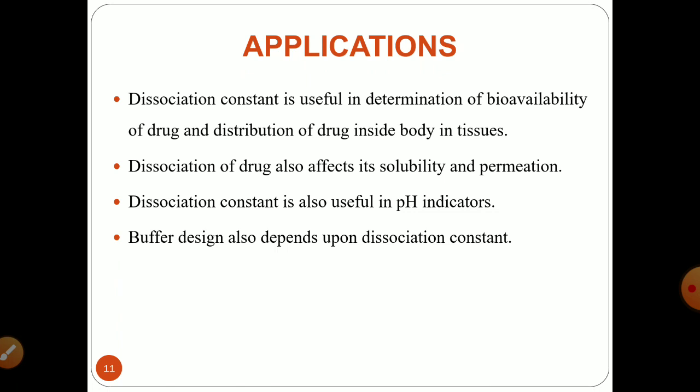There are various applications for which you can have the determination of dissociation constant. For drugs which are supposed to be available in body tissues, dissociation constant is useful for determination of their concentration and distribution. It also has impact on the process of solubilization and permeation. As the term has close affinity with pH, dissociation constant is useful in determination of pH indicators, or in the case where you need to select a pH indicator. The design of buffers is also dependent on dissociation constant.